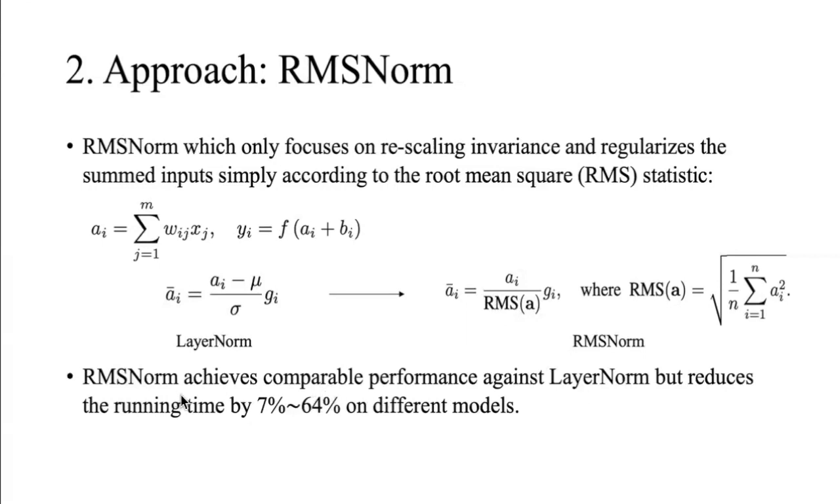Why they do this is because they find that by throwing away the average and just standardizing by the variance, they can achieve performance comparable with the original layer norm with the mean, but it can significantly reduce the running time by 7% to 64%, depending on the architectures and the model configurations. So that's how RMSNorm was proposed, and there's actually a paper on it. Although it's a simple idea, it seems to give a significant boost to the efficiency of training the models.